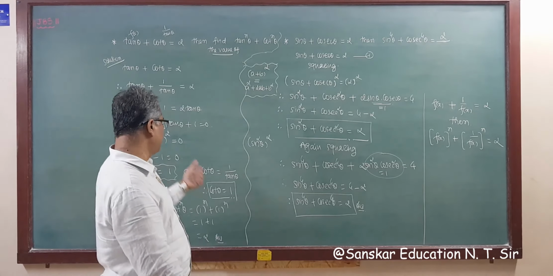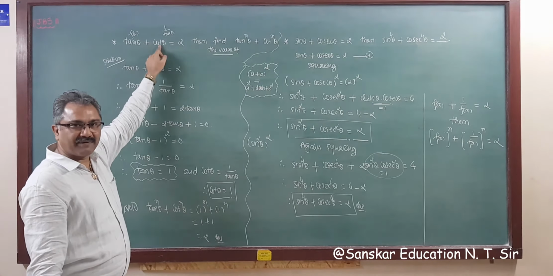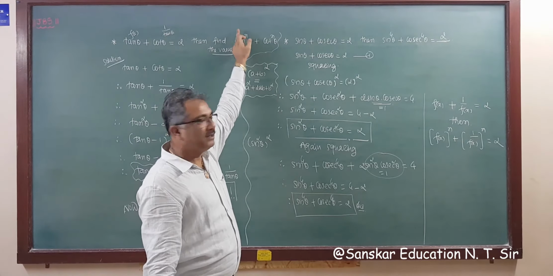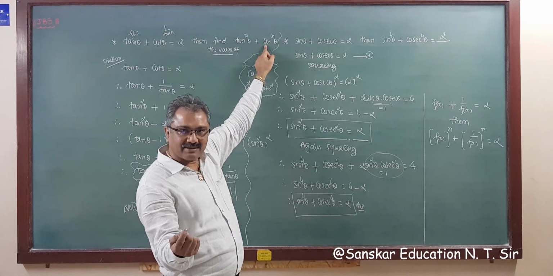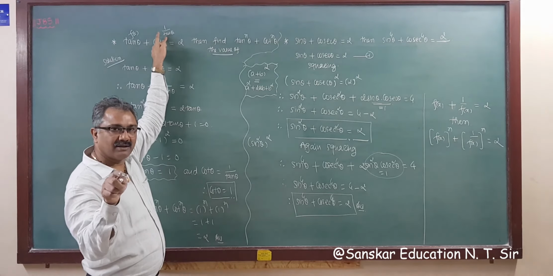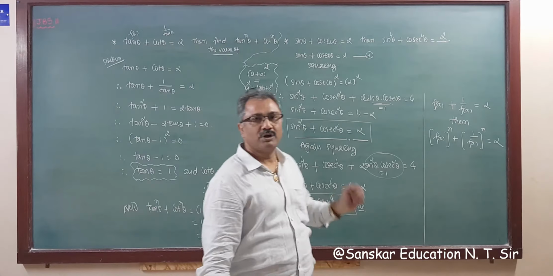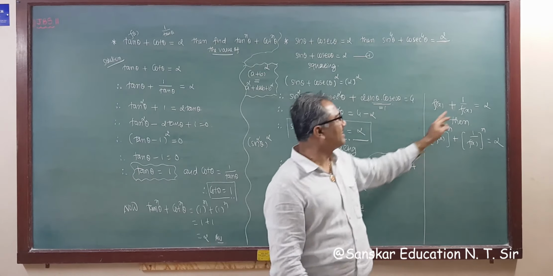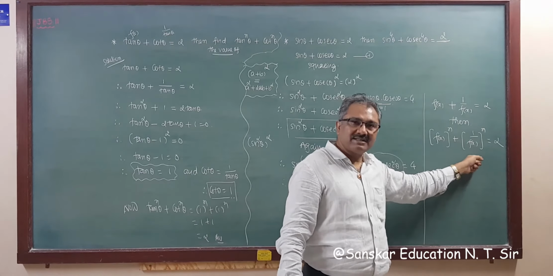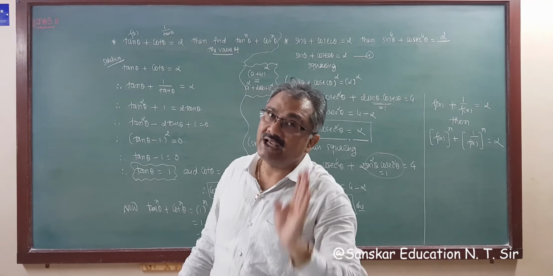Got it? Take tan theta and cot theta: f(x) plus 1 upon f(x) is equal to 2. Then f(x) raised to n plus 1 upon f(x) raised to n, because cot theta is 1 upon tan theta, is always 2. So if the sum of a function and its reciprocal is 2, then any power of the function plus the same power of its reciprocal is always 2. But this holds only when the given sum is 2.